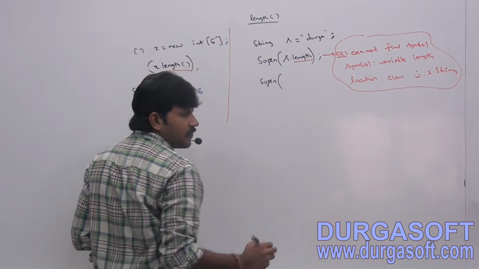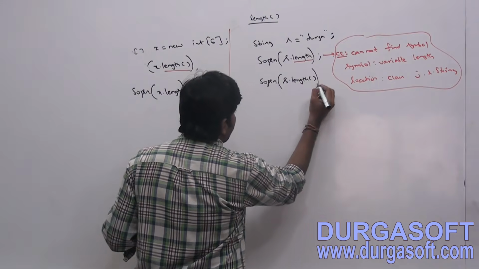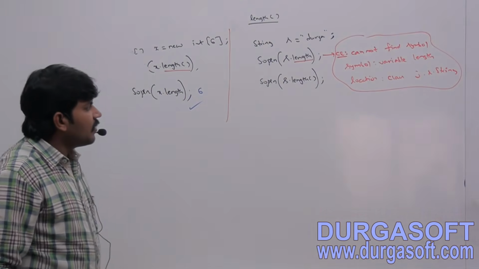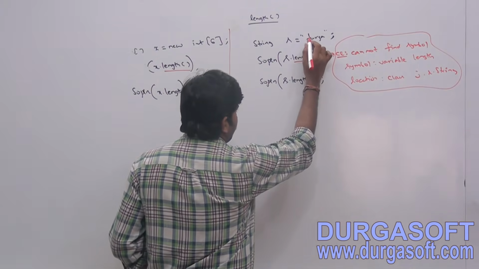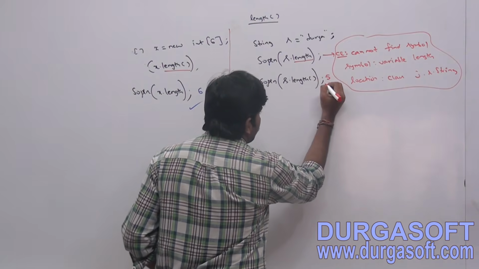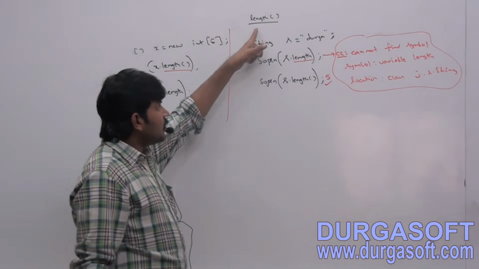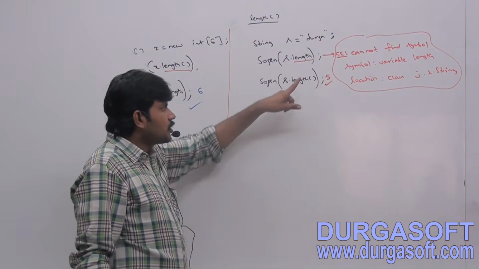Okay. Next, SOP of s.length method I am taking. Can you tell what answer we are going to get by default now? How many characters are there? 1, 2, 3, 4, 5. 5 is the answer. So now my question is, length is a method applicable for string objects.